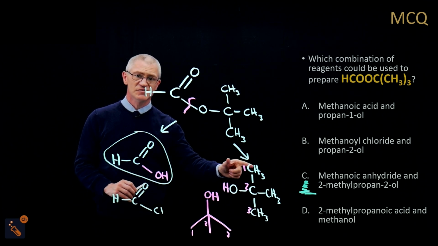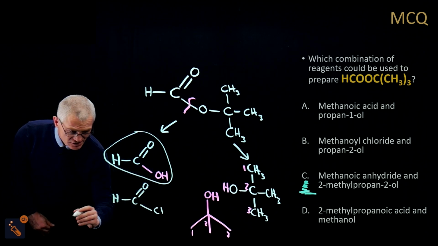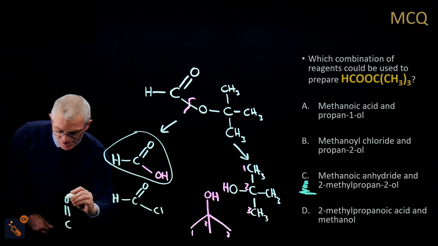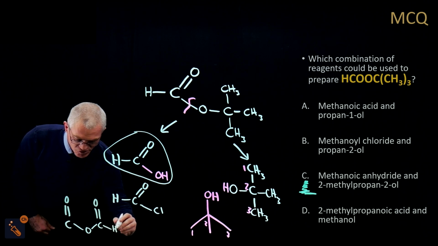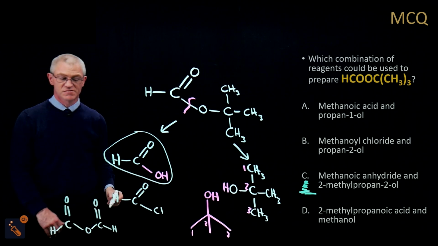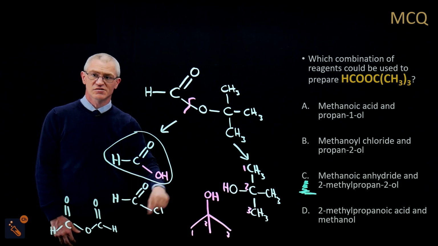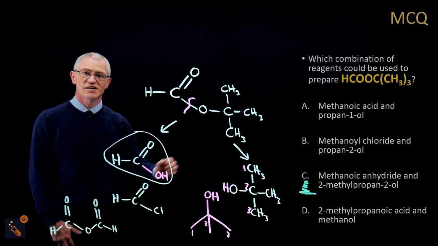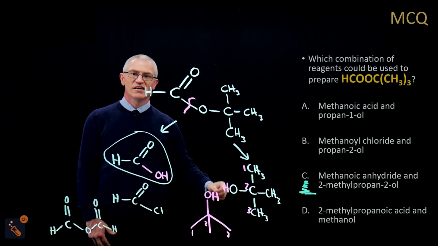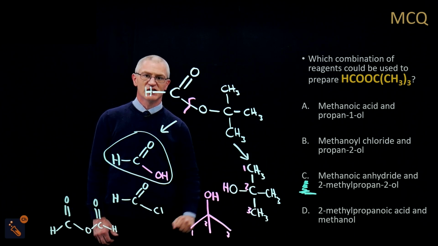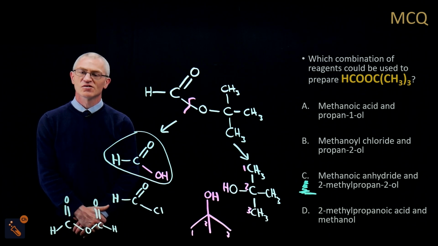Okay, and if you do the anhydride, I'm going to put down here. So the anhydride is going to be, there's your anhydride section. And it's methanoic anhydride, so 1 carbon on each side. So basically, if I took the acid, or I took the acyl chloride, or I took the acid anhydride and added it to that alcohol, I would still make this ester. They would all make this ester, but C has the right alcohol. So therefore, methanoic anhydride plus 2-methyl propan-2-ol is the right answer for this question.